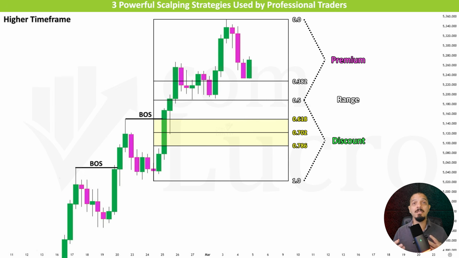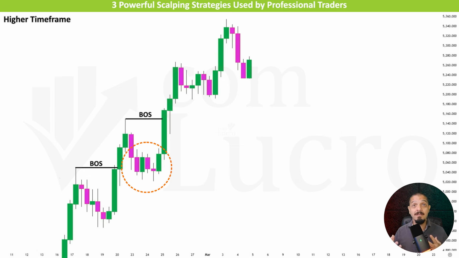From there, trace back to the origin of the bullish expansion move, the move that caused the break. That origin point is what defines the demand zone. The next step is to mark the most recent unmitigated demand zone on the higher time frame. After that, wait for price to return to that area.